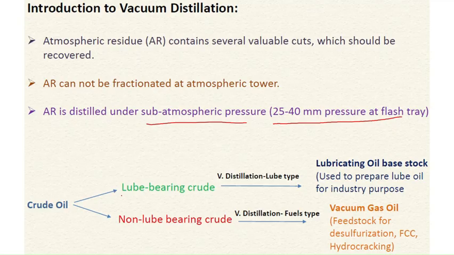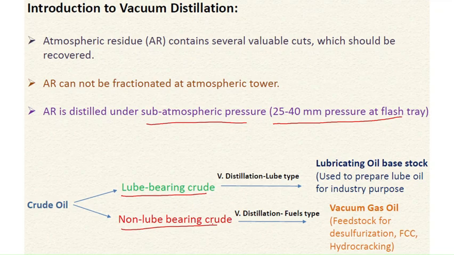Okay, so this atmospheric residue, which is to be processed at vacuum distillation, basically consists of crude oil of two types. One is lube bearing, and another is non-lube bearing. So for the vacuum distillation unit, two different types of crude oils are present: lube bearing and non-lube bearing. So what is lube bearing?